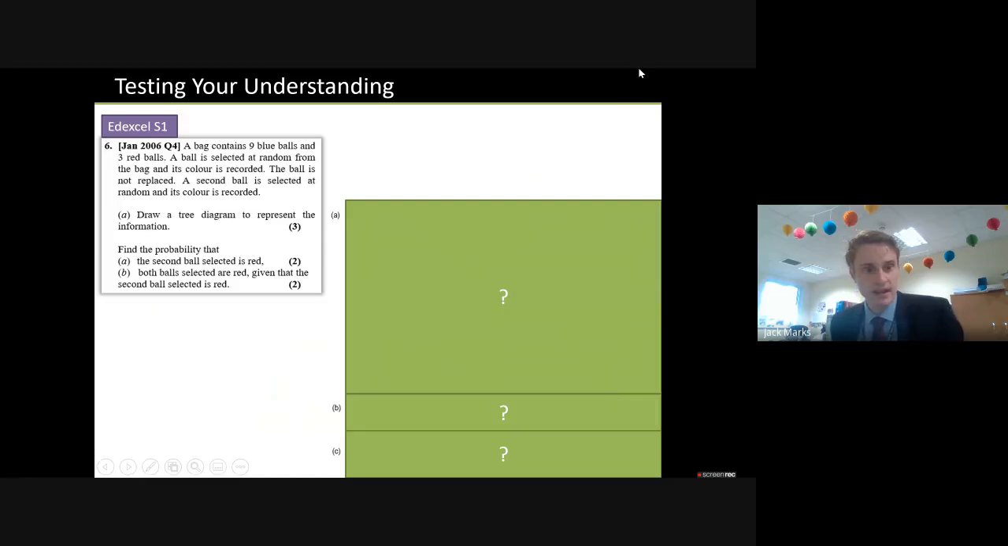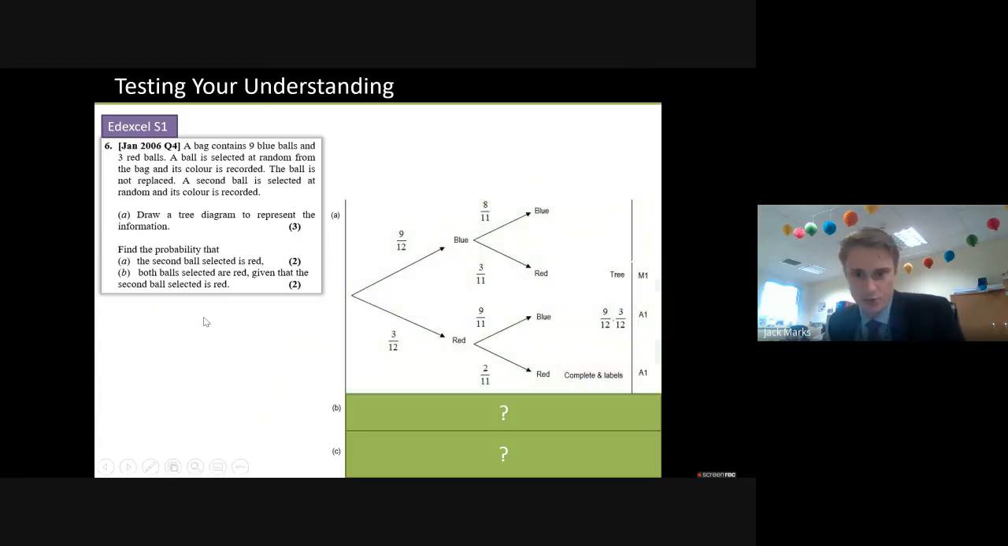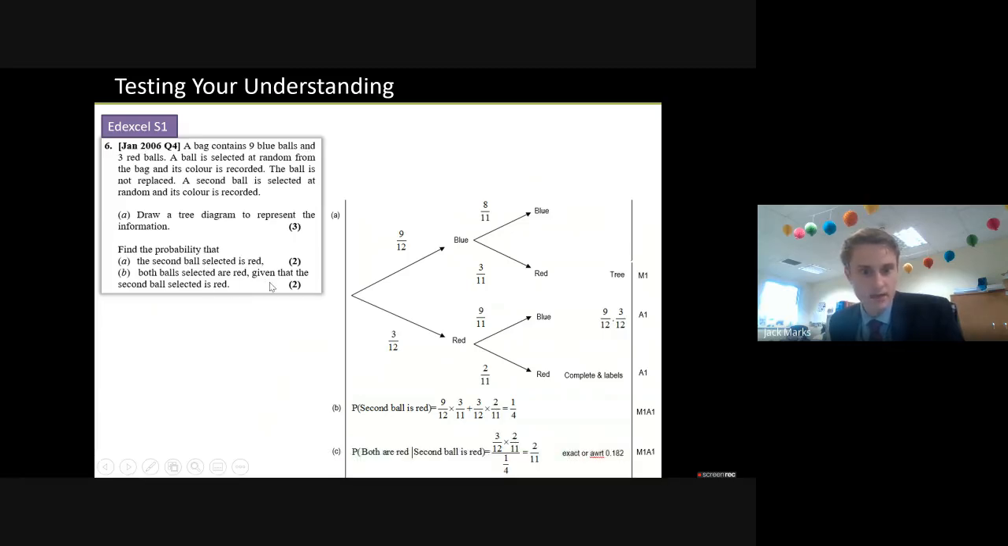Pause the video then and have a quick go at this one here. Okay, so your tree diagram should look something like this. Find the probability that the second ball is red. So there's the two red scenarios. Start with the given part there. Given that the second one is red, so out of 1/4, which you answered in part B, that they are both red. So they are both red is 3/12 multiplied by 2/11.